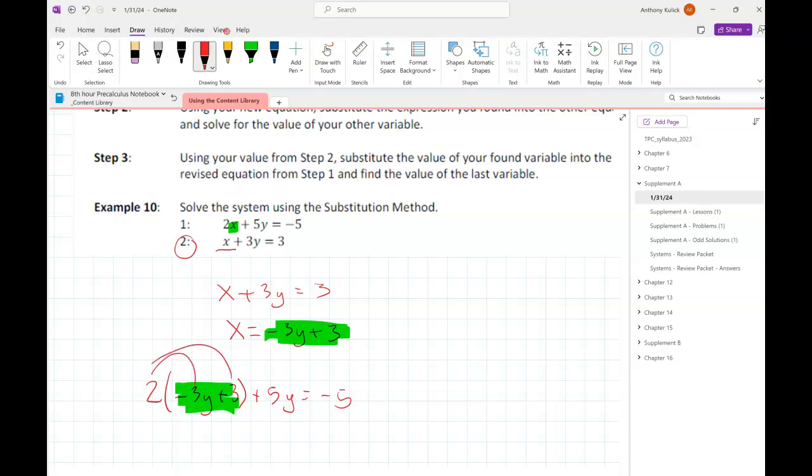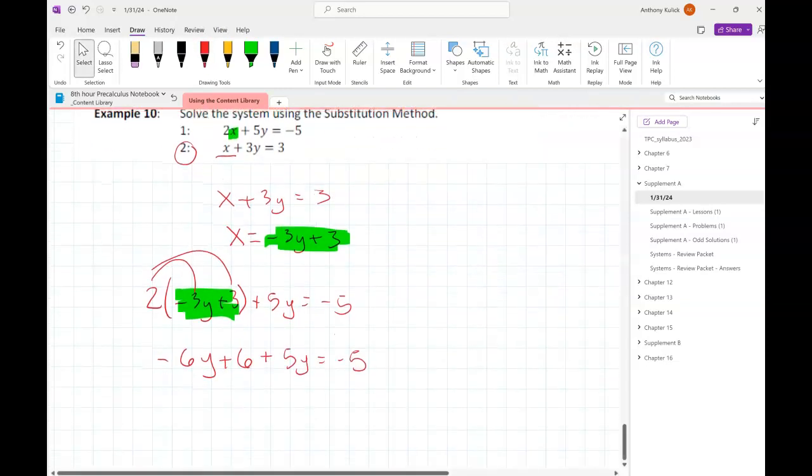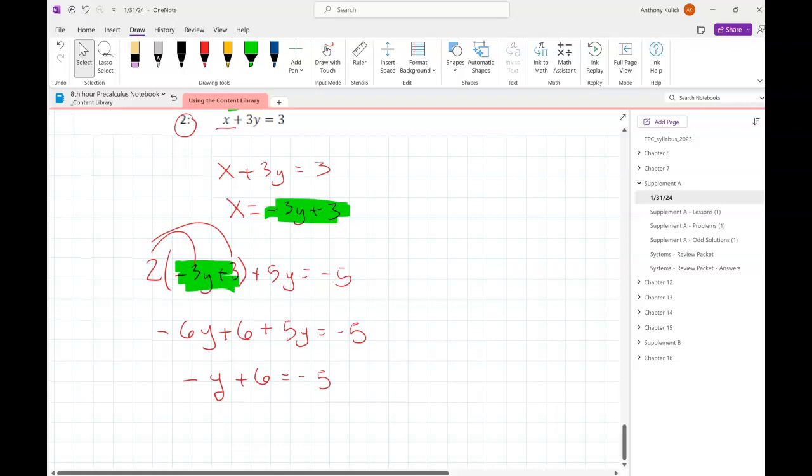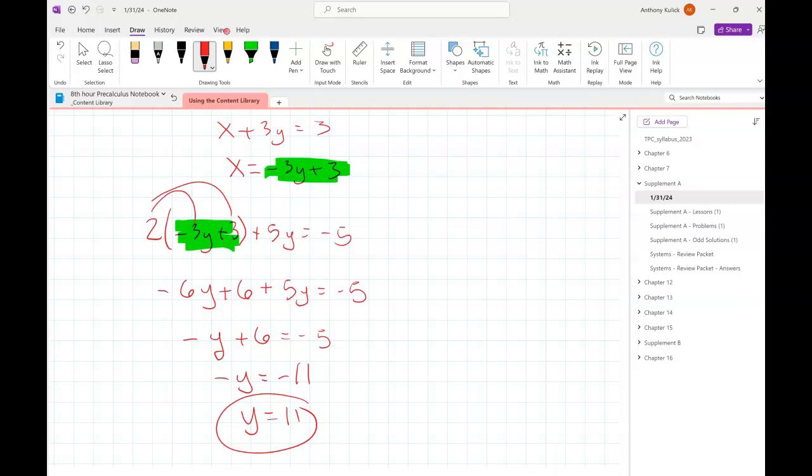So distribute our 2 through. I'll combine some like terms. Subtract 6 from both sides. And divide by negative 1. There's half of our answer, right?